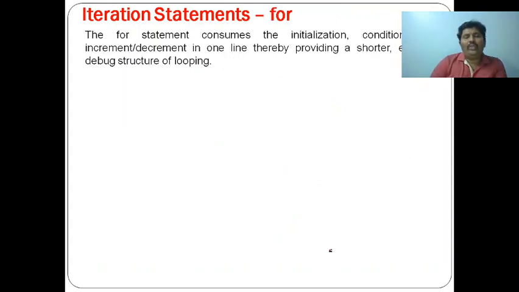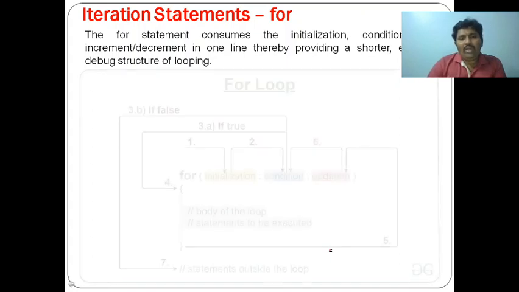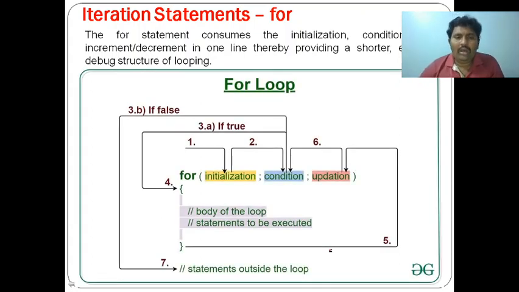The next topic in the iteration statements is the for loop. Whenever you want to write a very simple way of looping, the for loop is a very convenient way of writing iteration statements. Basically, a for loop has three parts. The first part is initialization, separated with a semicolon. Then you have the condition, separated again by a semicolon, and after that the updation part. Basically the control flows like this: first of all initialization, then from initialization to condition.